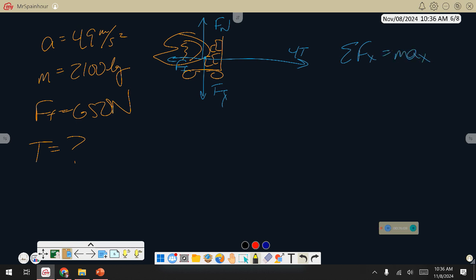Once again, I'm going to give you 30 seconds to try to fill that out, asking the questions that we should regularly ask. Is it accelerating in the x? Yes. Next. What are the sum of forces in the x? Fill that out. Do a little bit of algebra. You should be able to solve this entirely on your own.